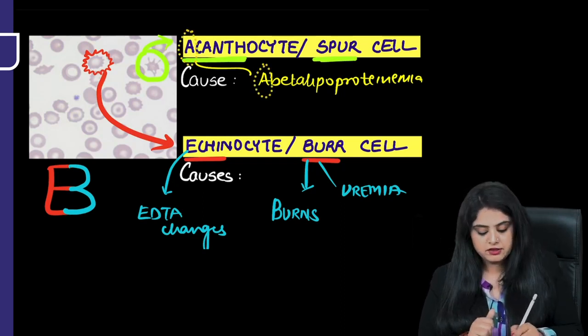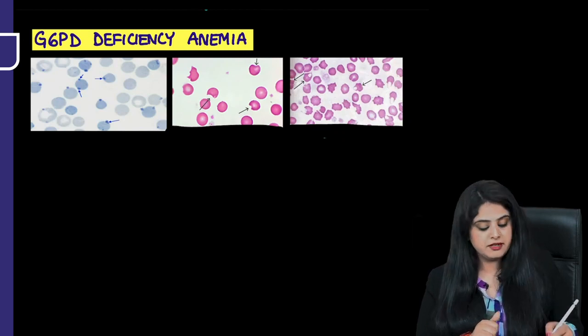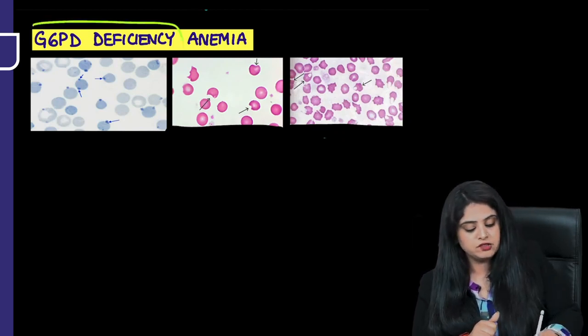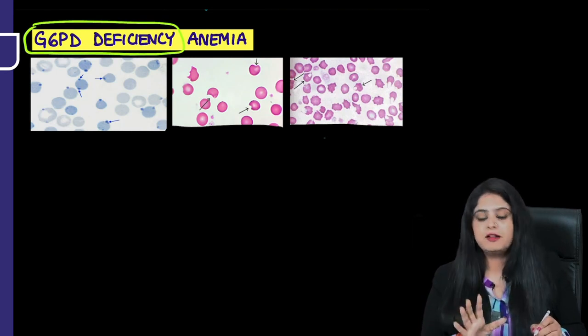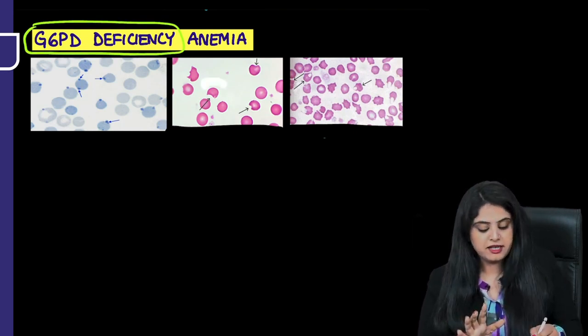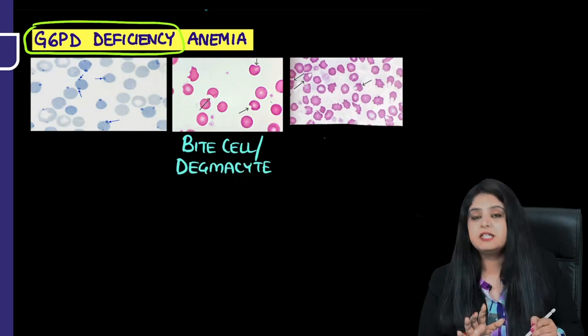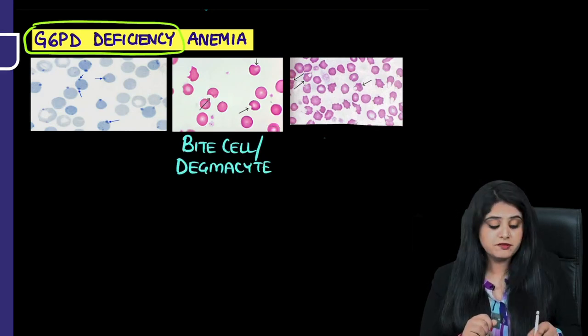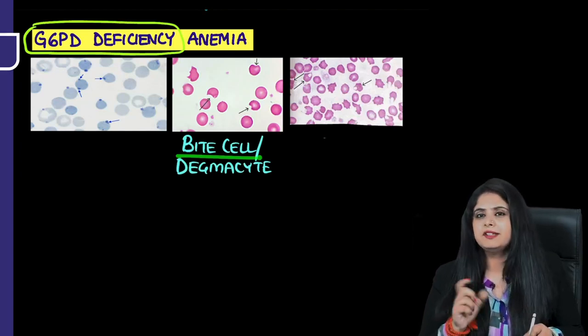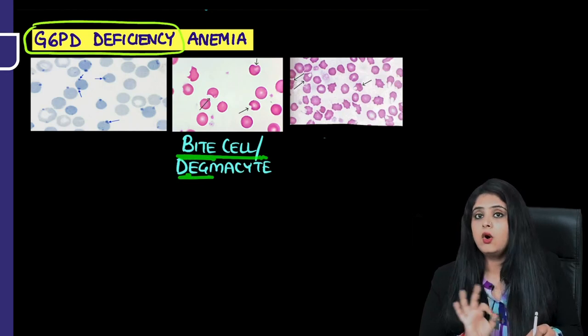Moving on to the next, the enzyme deficiency, G6PD deficiency. Whenever someone is having G6PD deficiency, the two main findings that you have to know are, number one, a cell in front of you that looks as if someone bit it. It's known as a bite cell or a degmacyte. There are lots of Ds, don't get confused. If I say bite cell, what is it? Degmacyte, drepanocyte, dacrocyte. Remember, dog bite. So degmacyte is going to be a bite cell.